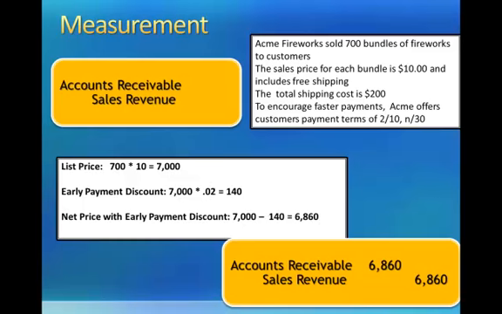If you'll notice, we did not record the shipping charge with this transaction. We'll take a look at the shipping charge in just a second. The other thing I want to point out is that we could have also recorded this transaction for the gross amount, which is $7,000, and we'll do that near the end of this module.